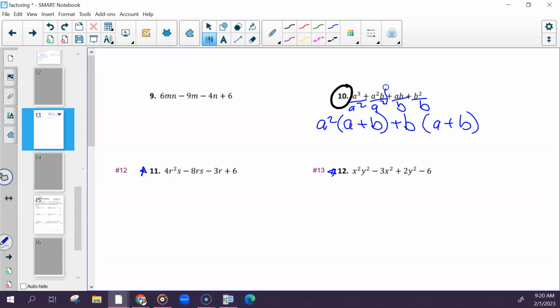So what are our factors? A squared plus b and a plus b. Sometimes they won't have numbers, but that's okay. Any others we want to see, go over, have questions about?